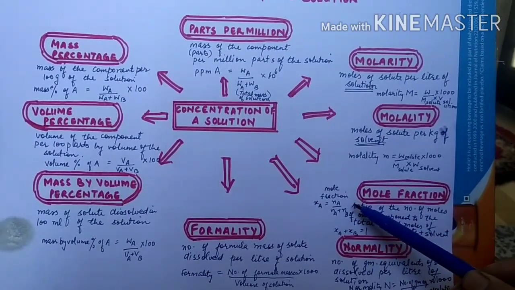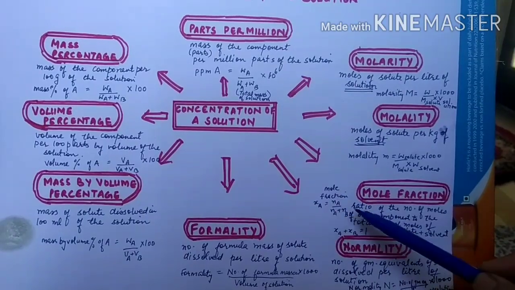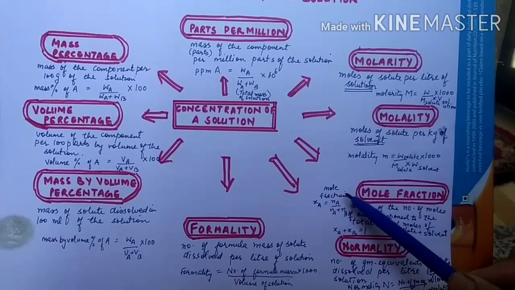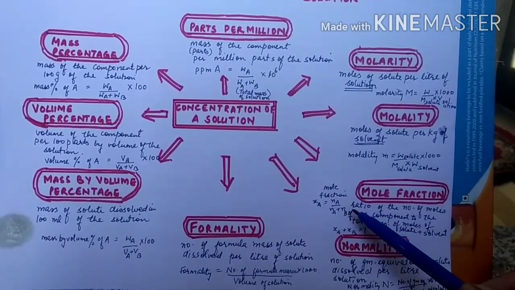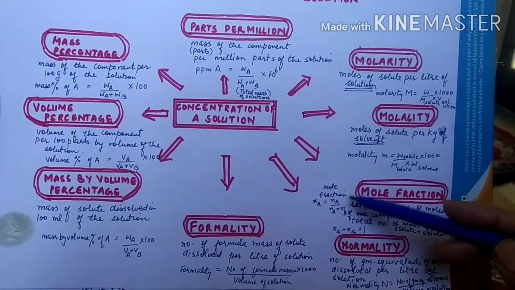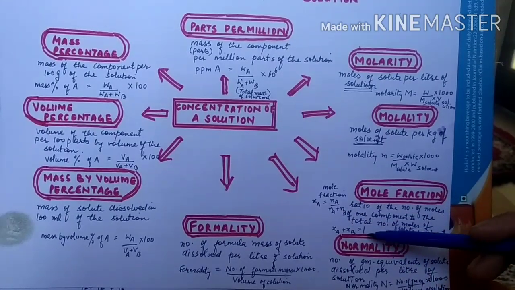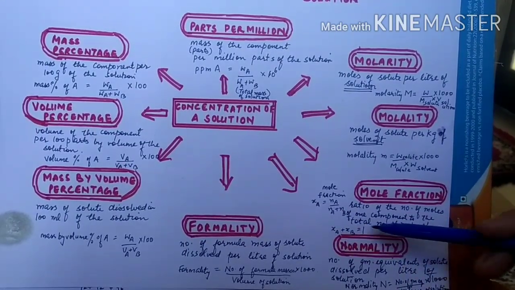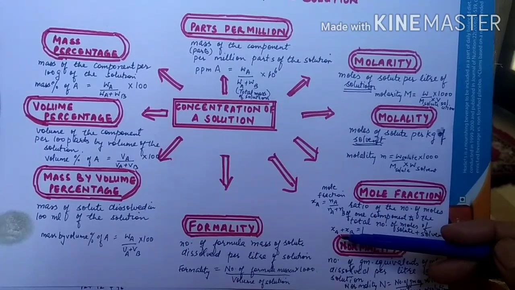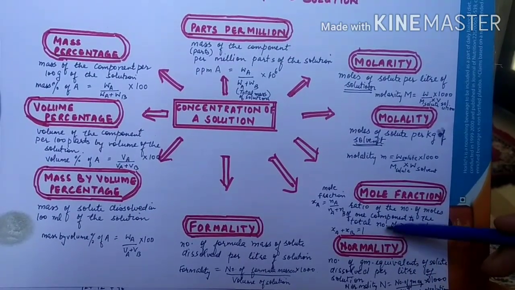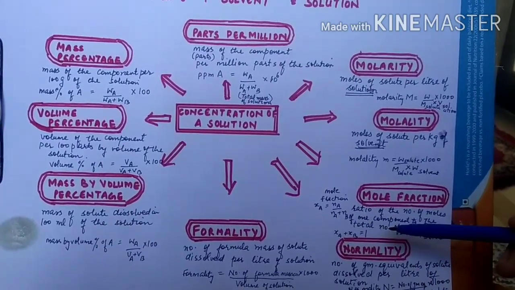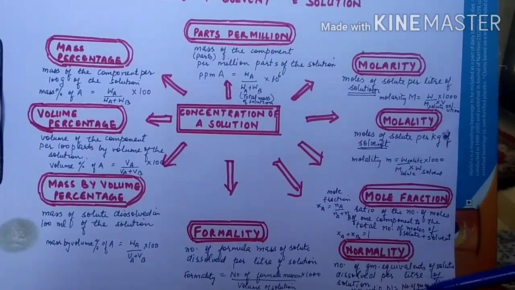And you may also find out that if there are two components, say XA and XB, then if you add the right hand side portion of these two expressions, XA and XB, the denominators cancel out and the overall answer comes to be 1. So we get this expression that the sum of mole fractions of the components in a solution is equal to 1. So the mole fraction of solute plus the mole fraction of solvent will come out to be 1. XA plus XB is equal to 1. XA may also be calculated by subtracting XB from 1.